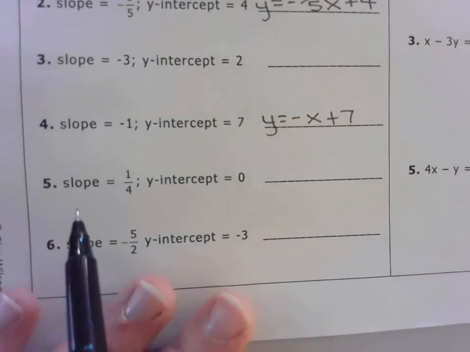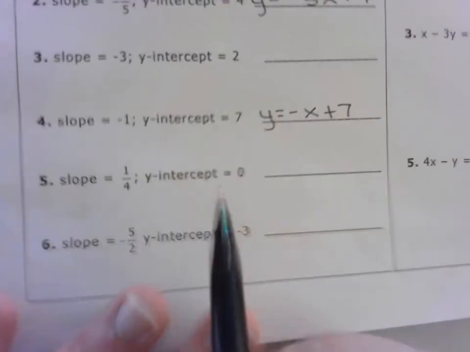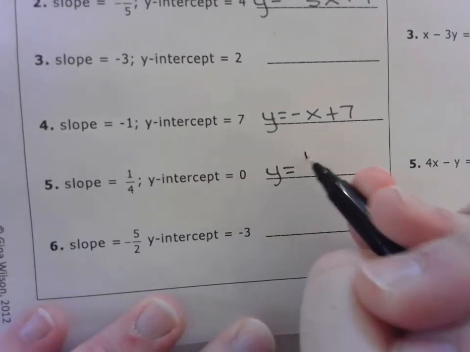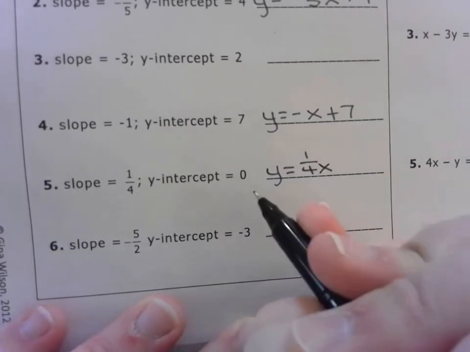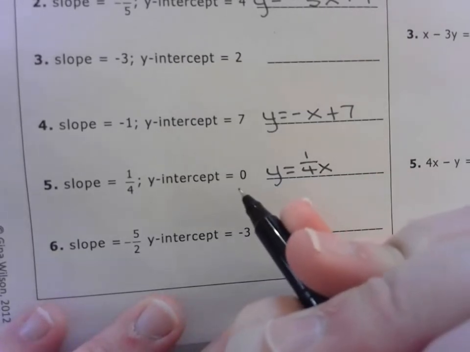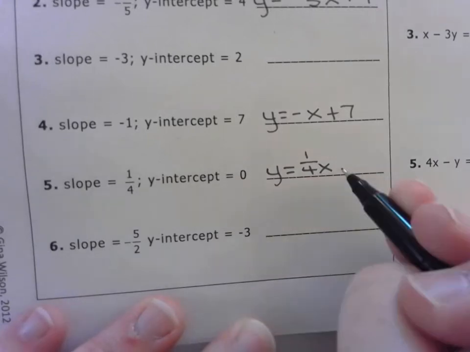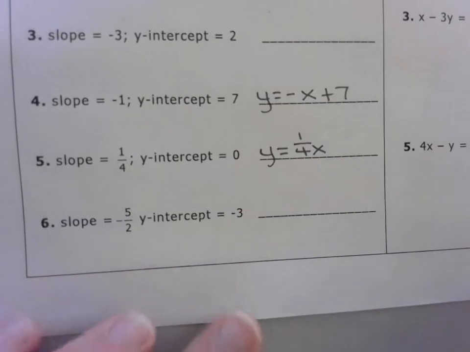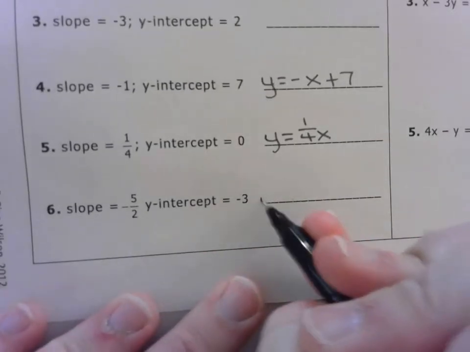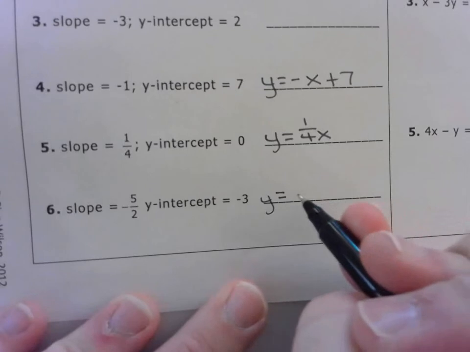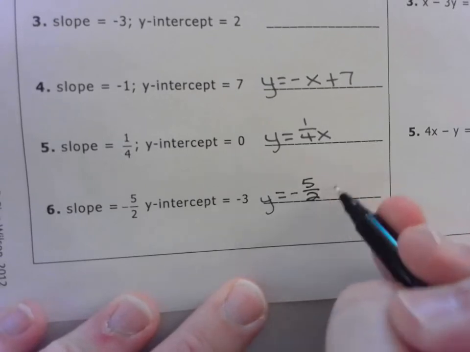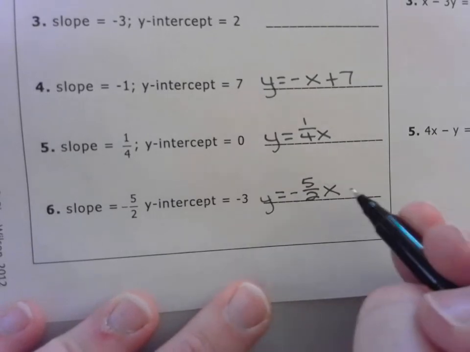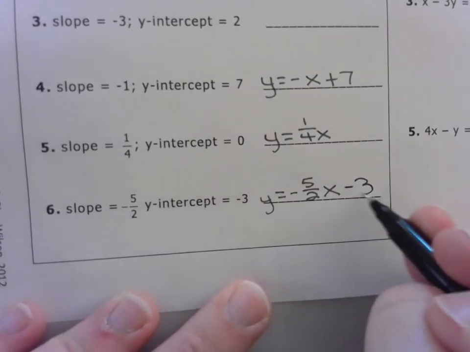If I look at 5, my slope is a 4th. My y-intercept is 0. So what will that one look like? Y equals 1/4 x. Yep. That's it. Yeah, you could put plus 0, but we don't need to. So that's just y equals 1/4 x. Okay? And then number 6 real quick. Y equals, what would that one look like? Negative 5/2 x. Slope is always in front of x. And then what? Minus 3. Yep, that's it.